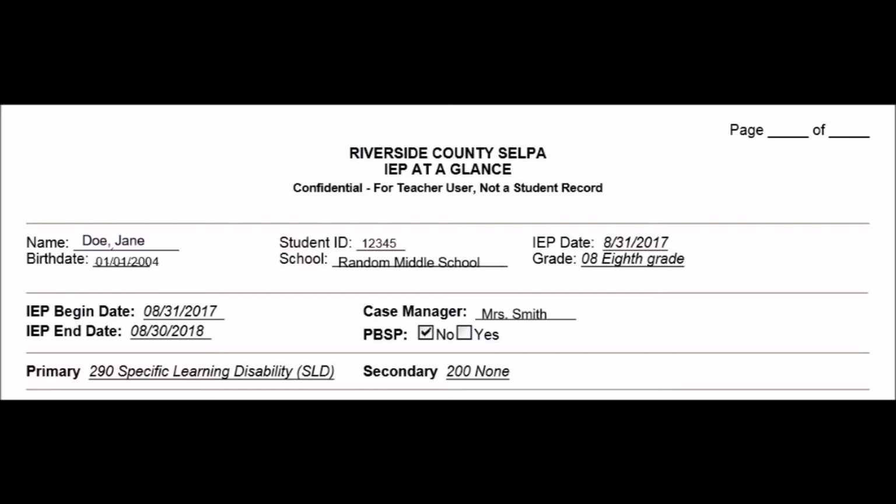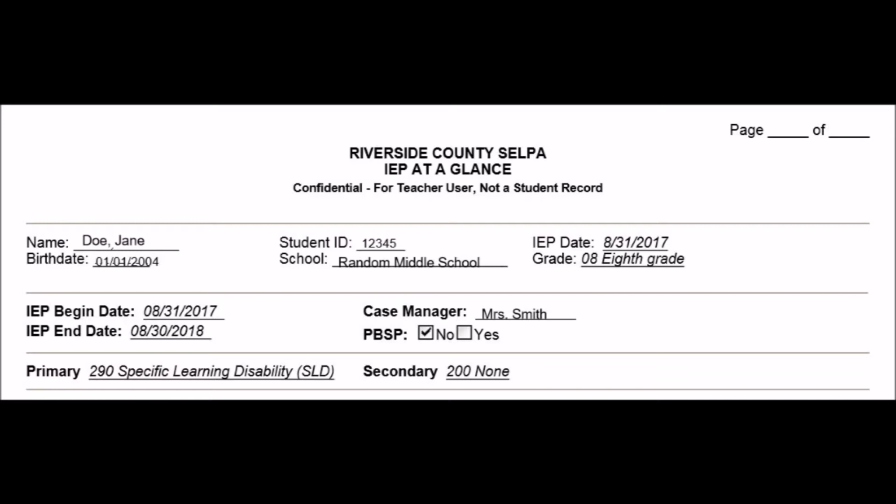The case manager is the name of the education specialist that is responsible for and oversees the IEP. This is also the person who should provide a copy of the IEP at a glance to the necessary staff. PBSP stands for Positive Behavior Support Plan. If the box is marked yes, then an additional form describing the behavior support plan can also be included.